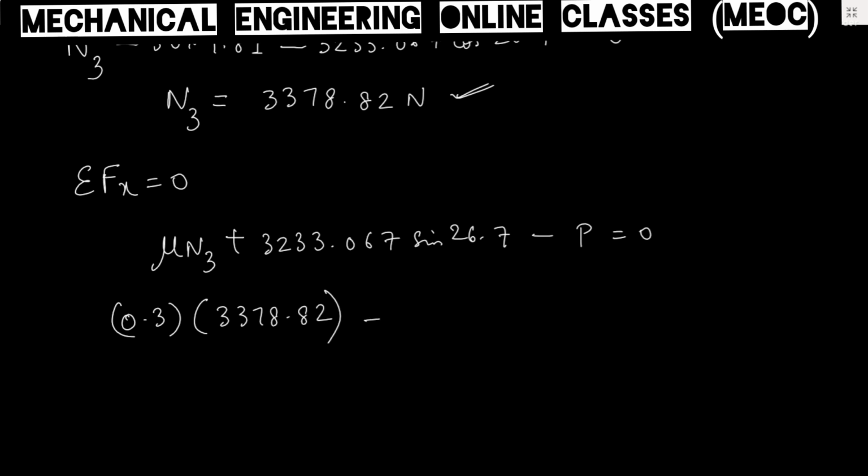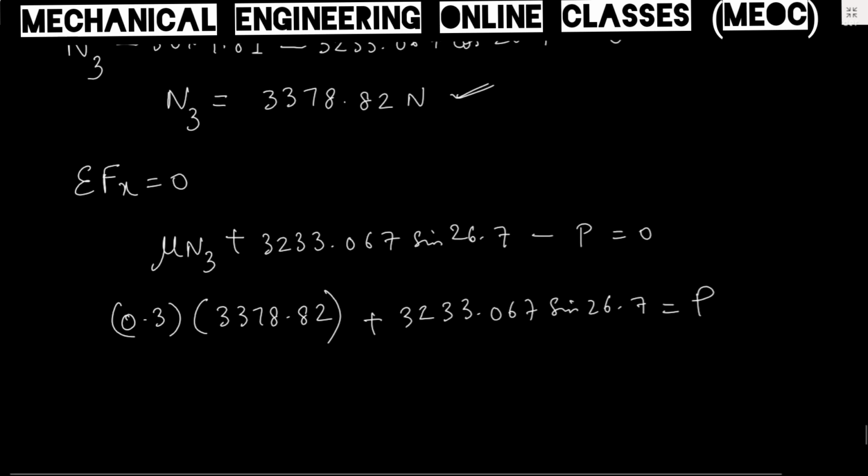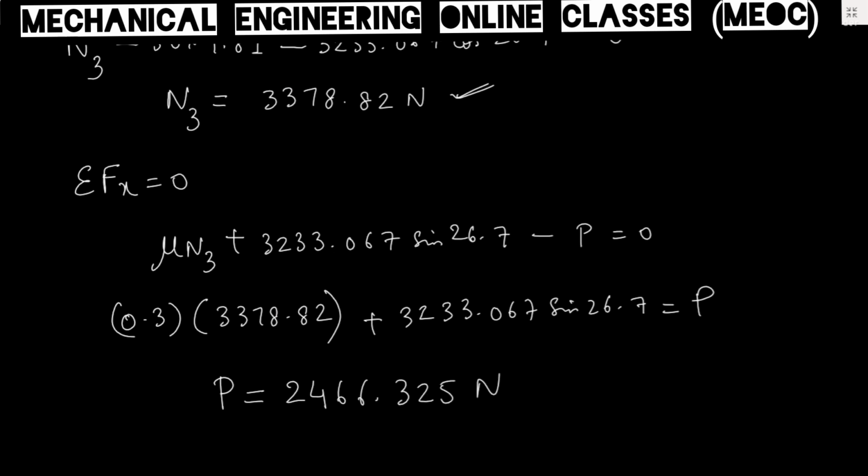It is something like this. Then we have the other term. Solving this, we get the value of P. So when we are solving the left hand side, we are getting P as 2466.325 Newton, because R2 used is in Newton. The weight is also taken in Newton only. Mass is converted to Newton, right? So this is the value of P, the minimum value of force that should be applied to raise the block.